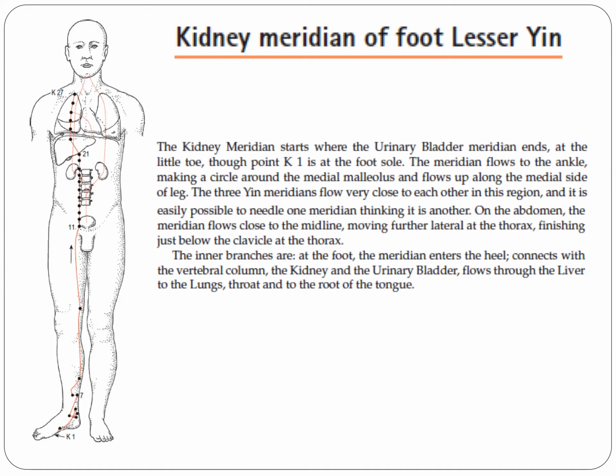and it is easily possible to needle one meridian thinking it is another. On the abdomen, the meridian flows close to the midline, moving further lateral at the thorax, finishing just below the clavicle. The inner branches of the meridian enter the heel, connect with the vertebral column, the kidney, and the urinary bladder, flow through the liver to the lungs, throat, and to the root of the tongue.